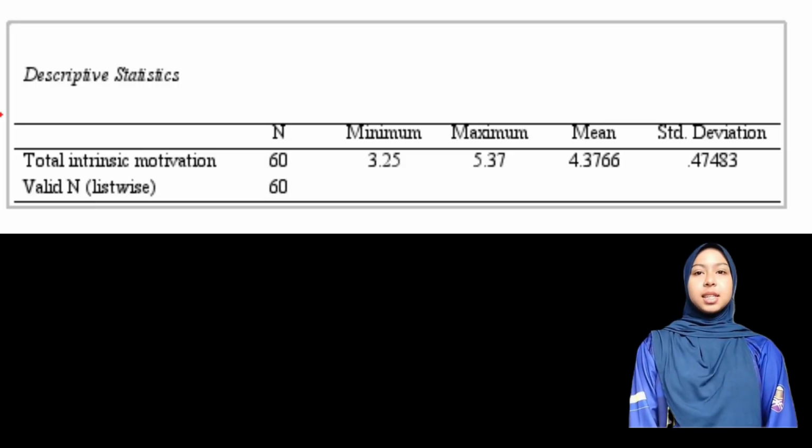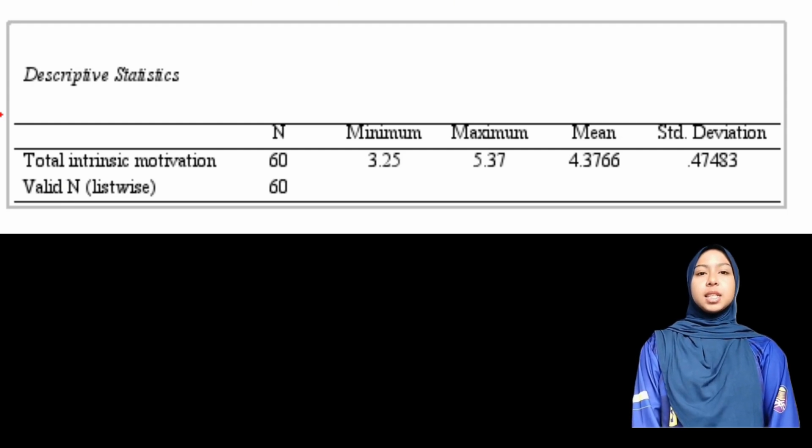For data analysis, this study used the Statistical Package for the Social Sciences, SPSS, to analyze the collected data. First, descriptive statistics were conducted by selecting Analyze, Descriptive Statistics, Descriptives in SPSS. This analysis was used to determine the minimum score, maximum score, mean and standard deviation for the level of intrinsic motivation among UiTM Perlis students. This descriptive statistics provides an overall summary of the participants' intrinsic motivation levels.